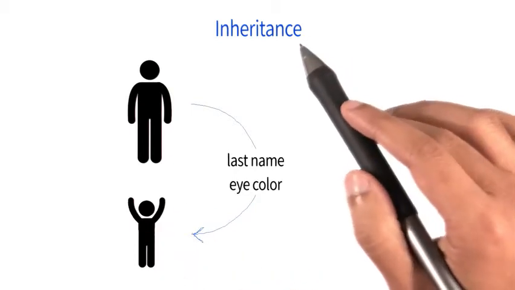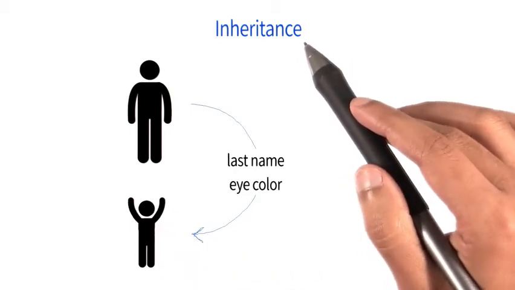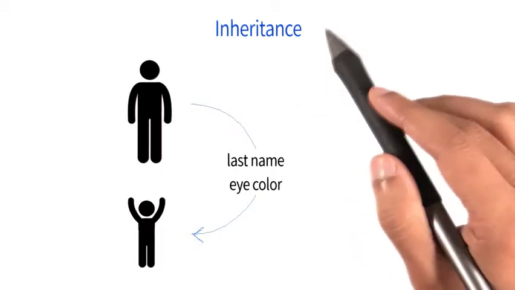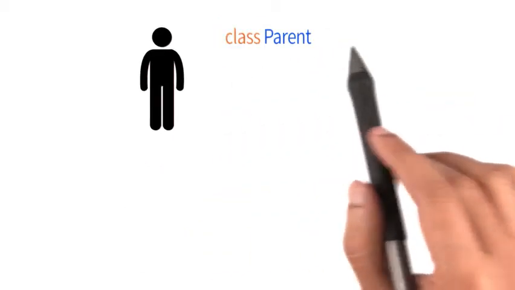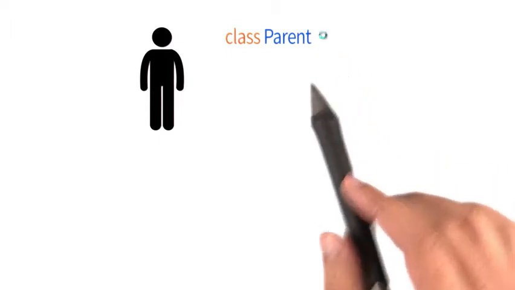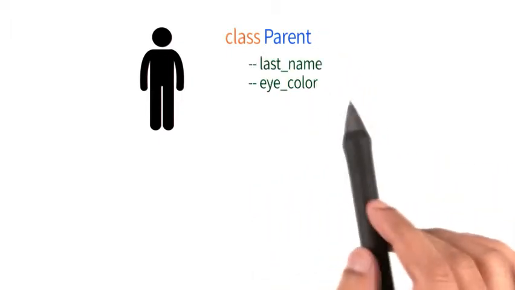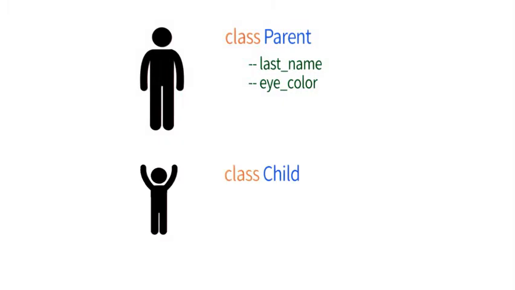So if we were to take this meaning of inheritance, like we commonly use it in the English language, and turn it into code or model this in terms of programming, we would create a class called parent, which would have some attributes like last name and eye color. And then we would make a class called child, which would inherit these two things from the class parent. Additionally, the class child could have another variable of its own called number of toys.